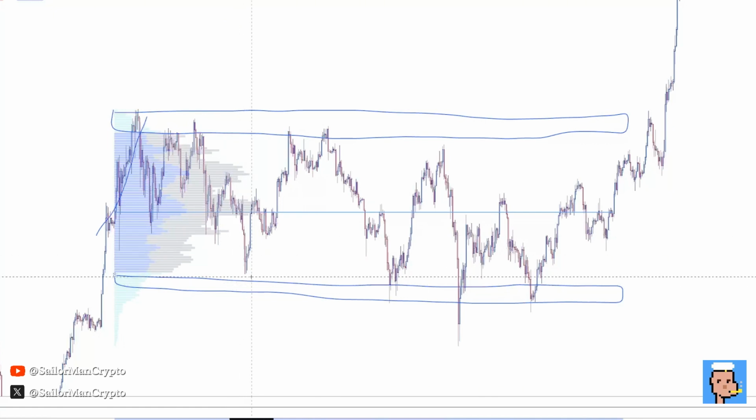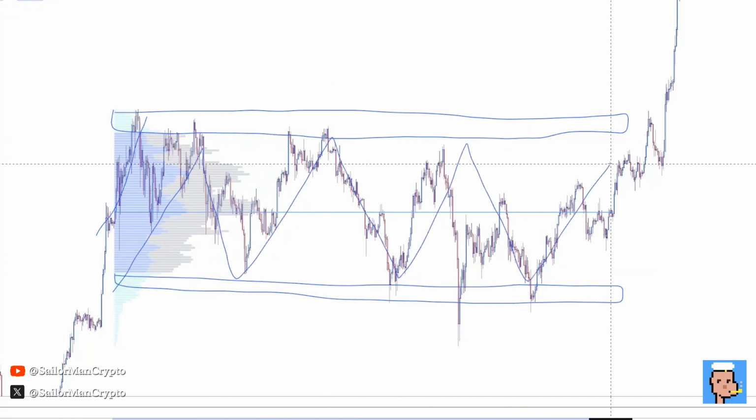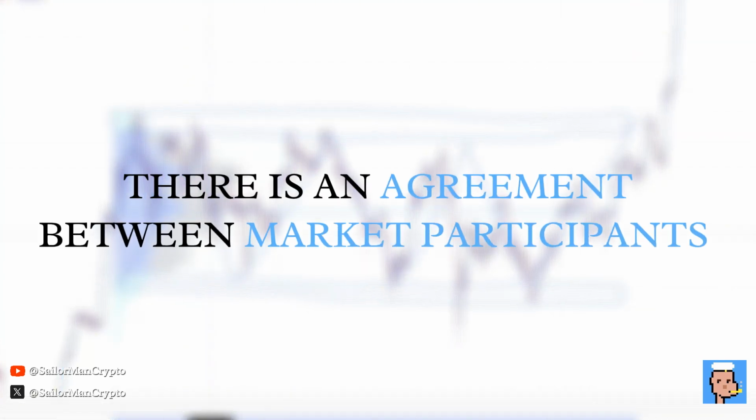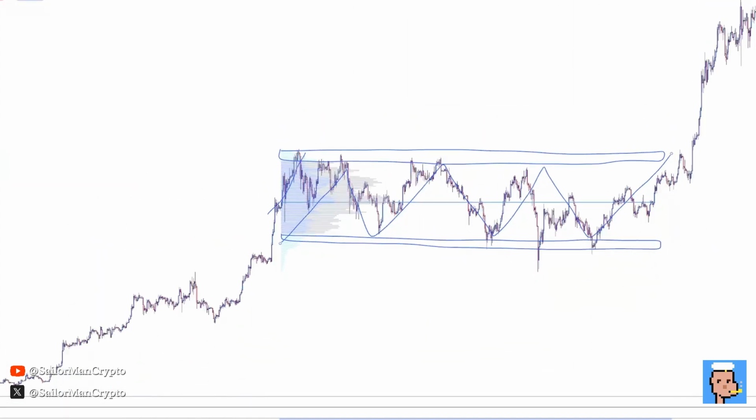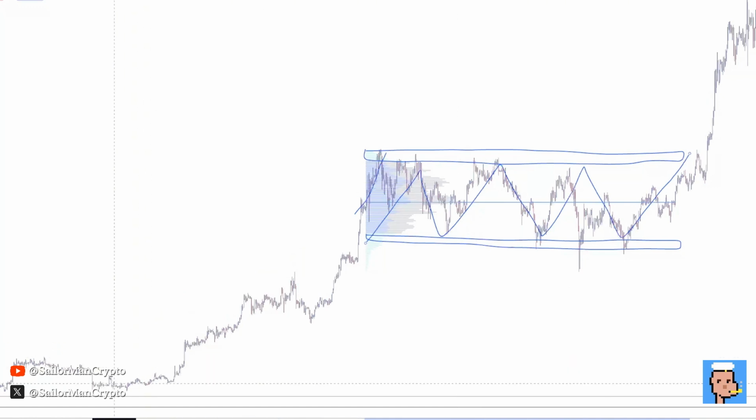So long positions are opening down here, and short positions are taking profit. That's why price starts to range or consolidate within a range, mainly because there is simply an agreement about this level among market participants. So it's important that you understand the concept. While in an uptrend, there is not an agreement.